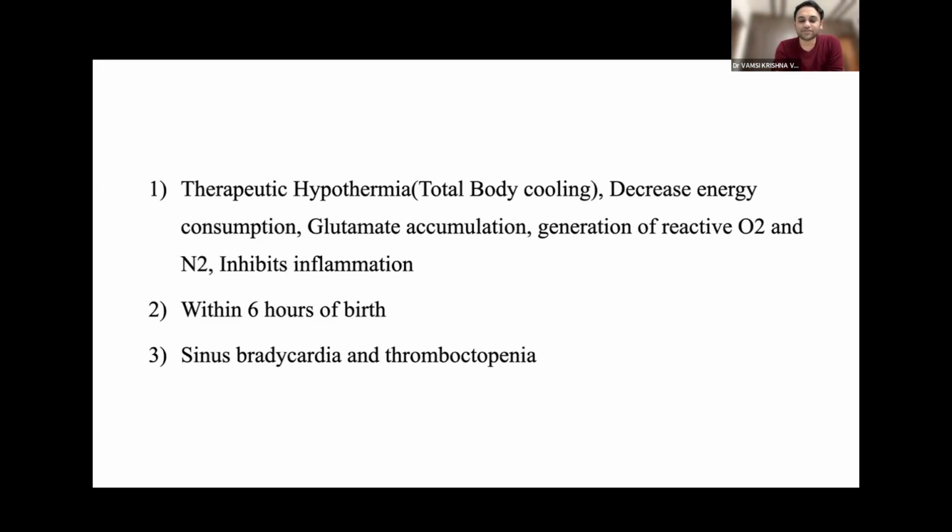There are certain studies that have been done after 6 hours of life also, where they have found that the probability of neurodevelopmental disability is decreased by 75%, but there are not many such studies.